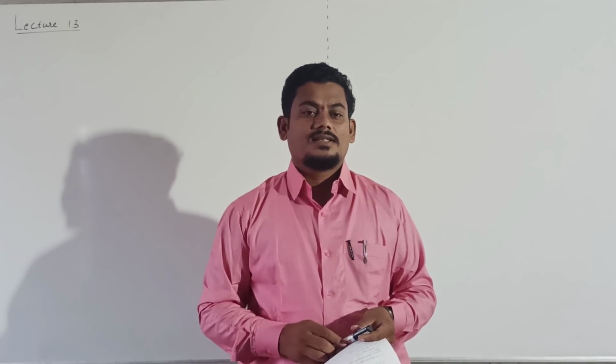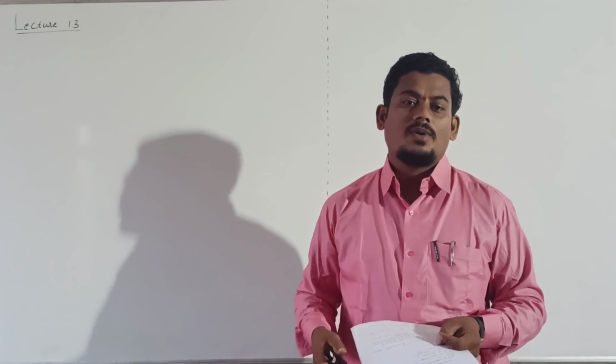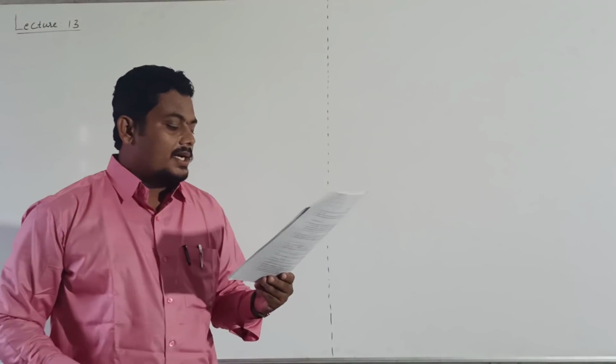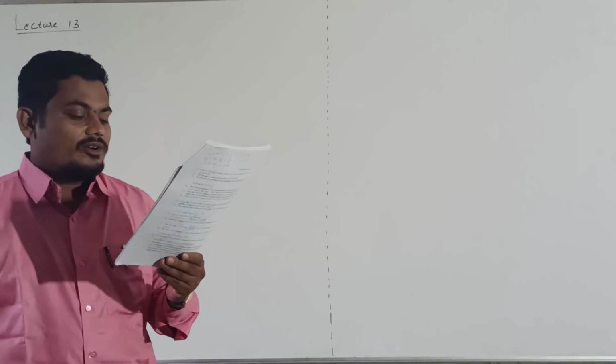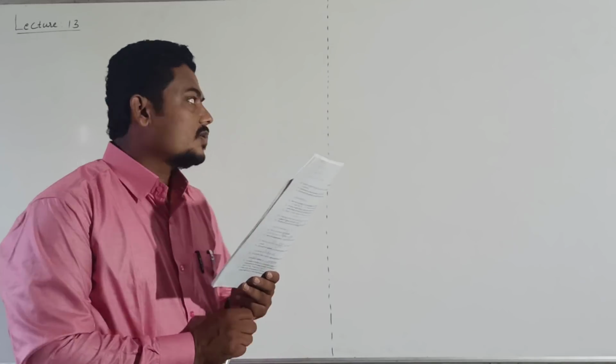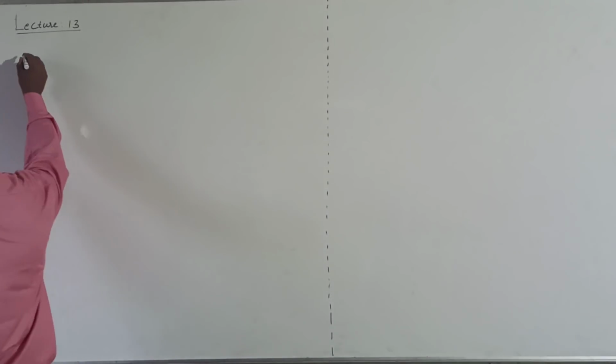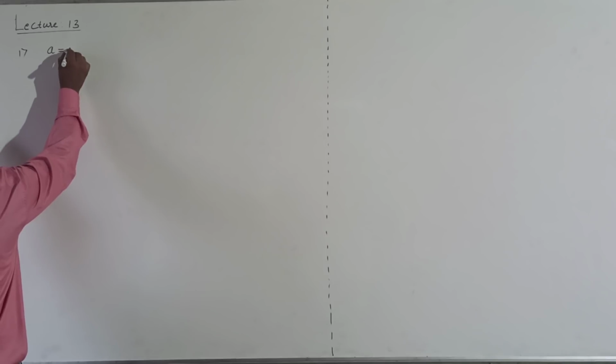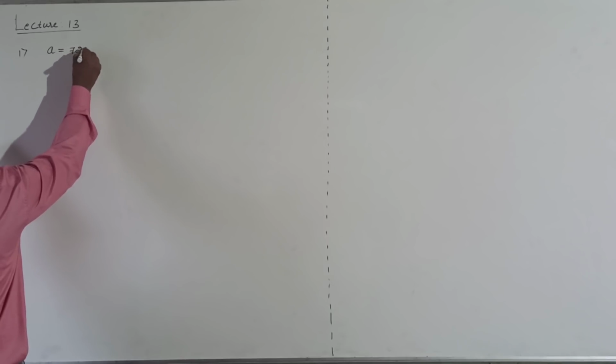Hello students, let us continue problems on geometric progression. Next problem, given a GP with small a equal to 729.